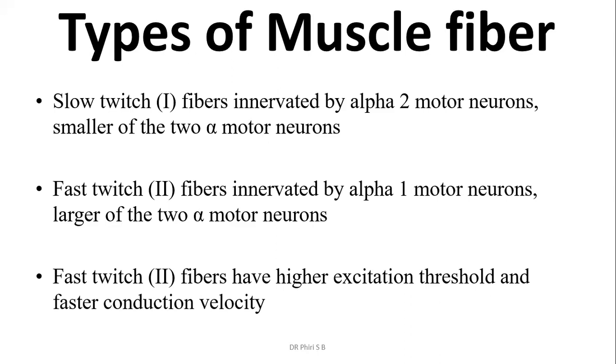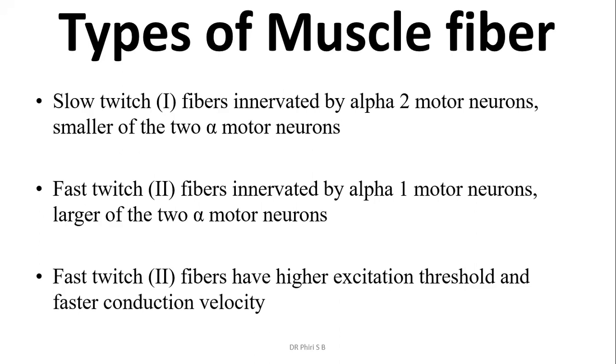If the motor neuron is larger, remember the conductivity of action potential, or the velocity of action potential, is dependent on the diameter of the axon. So the larger the axon, the faster the conductivity. The alpha-1 motor neurons are larger as compared to the alpha-2, so they are referred to as the motor neurons that are innervating the fast twitch. The fast twitch will be very fast to respond because the conductivity of action potential is fast in alpha-1 motor neurons. So the stimulation will be very fast because the conductivity is very fast.